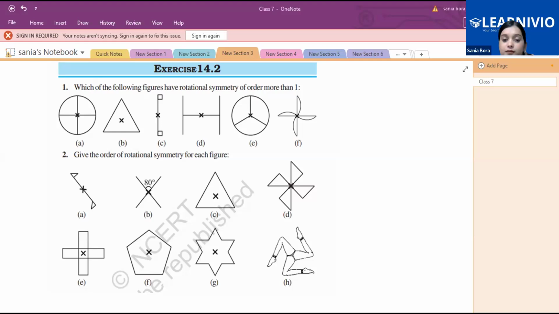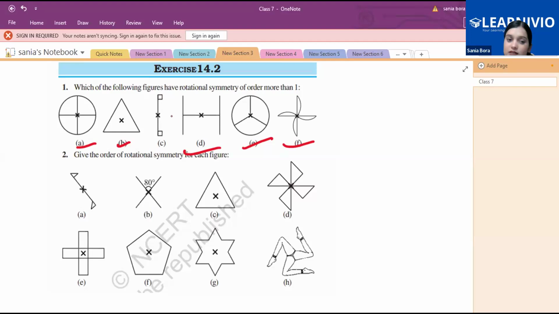Ma'am, for the first one, A, B, E are the ones that have a symmetry order more than one. A, B, I think, and there's more. I think there's more, but I don't understand the concept. F, and also D. D, yes, correct. And only C is not possible, right? Because only C you can't, right?